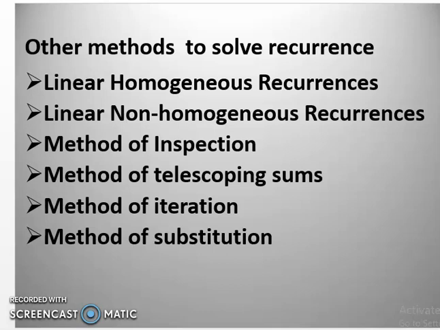So firstly we see how to solve linear homogeneous recurrence relation equation, that is, how to find the solution of a linear homogeneous recurrence relation equation.